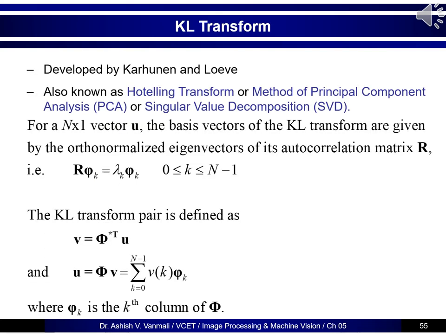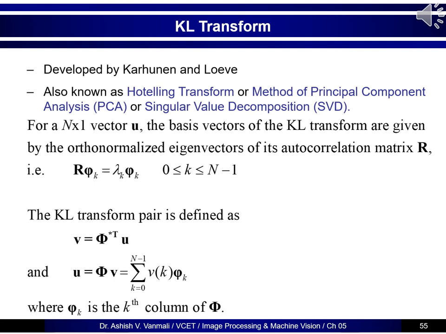The KL transform was developed by two mathematicians, Karhunen and Loeve. That's why it is abbreviated as KL transform. Sometimes it is also called the Hotelling transform, or the method of principal component analysis, that is PCA, or singular value decomposition, that is SVD. For an N cross 1 vector u, the basis vectors of the KL transform are given by the orthonormalized eigenvectors of its autocorrelation matrix R. That is, the matrix R times vector phi k is equal to lambda k phi k, for 0 less than or equal to k less than or equal to capital N minus 1.